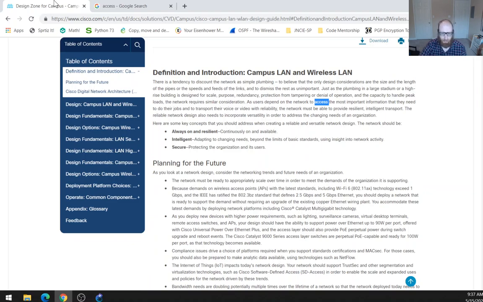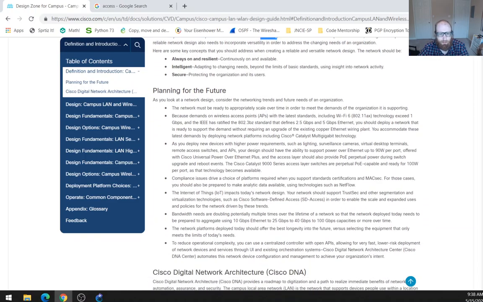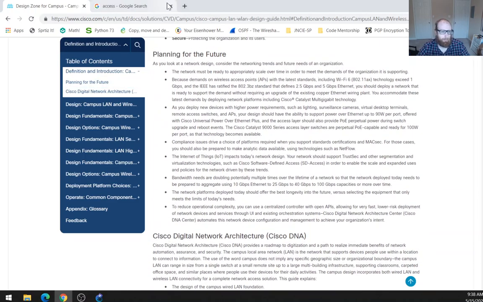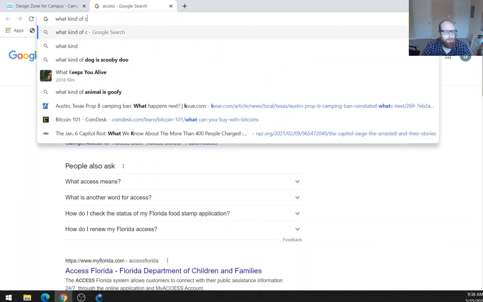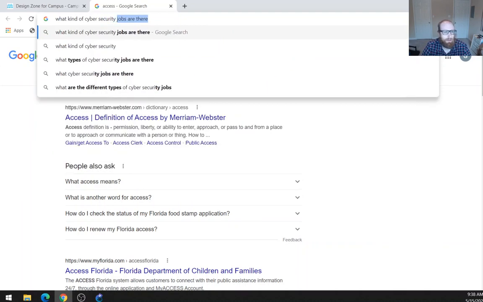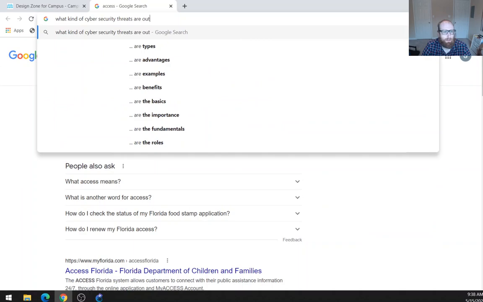I really am not at this point learning about security as my main thing, so I definitely don't have a complete sense of what kind of security threats are out there. Let's look that up though, actually, because that's interesting. What kind of cyber security threats are out there.